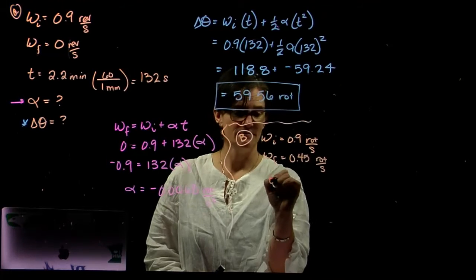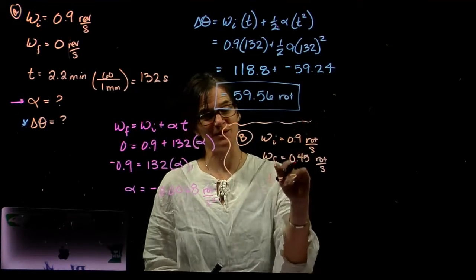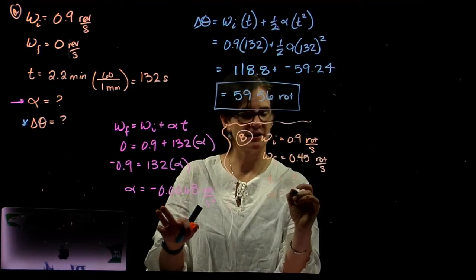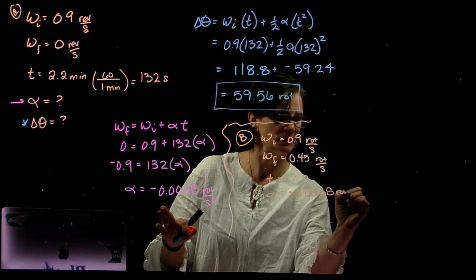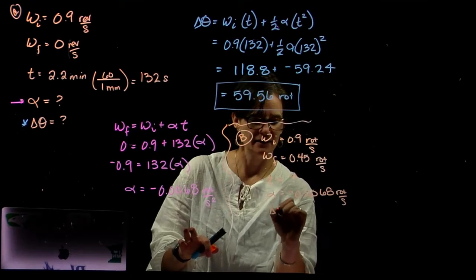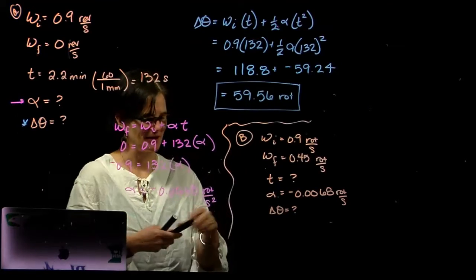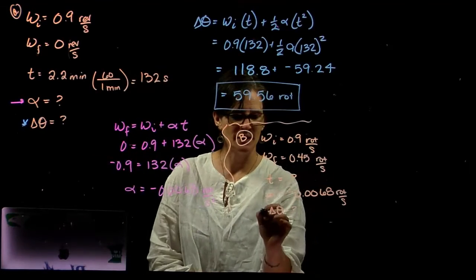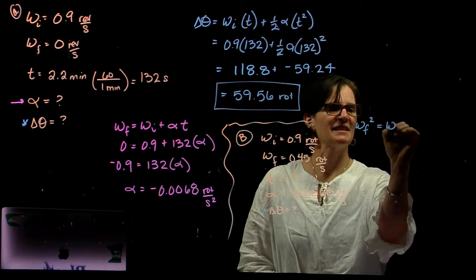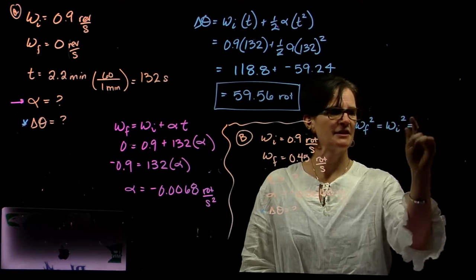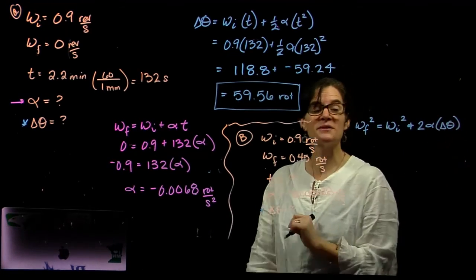Our time, well, we don't know, because this is not the same time as before. This is the time just to go between these two angular speeds. But we did determine the angular acceleration of the fan, which is negative 0.0068 rotations per second squared. And we don't know the angular displacement; this is what we want to know. So we have the kinematics relationship: omega final squared equals omega initial squared plus 2 times alpha times delta theta. We're interested in that delta theta.